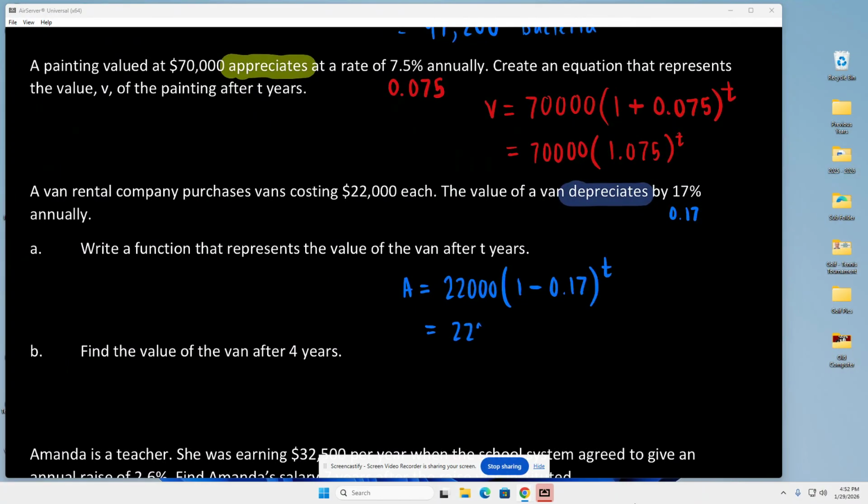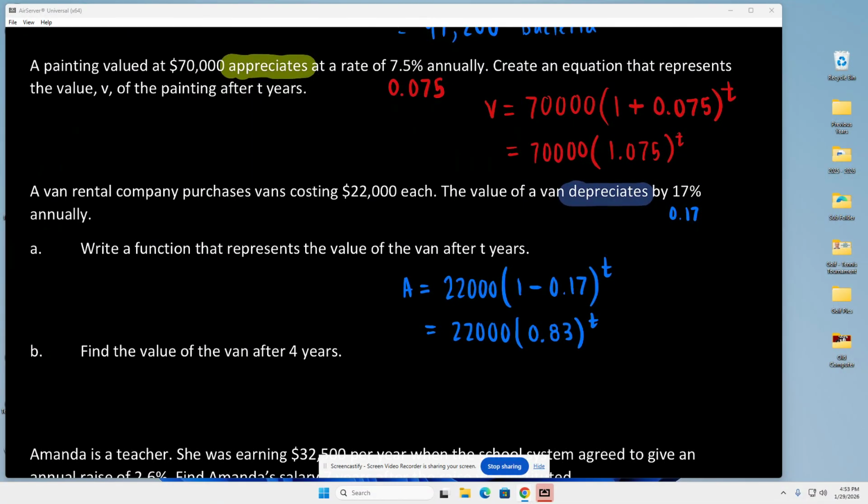Again, since I'm writing an equation, I'm going to go ahead and simplify that. 1 minus 0.17 is 0.83 raised to the t. So if you want to think about it like we talked yesterday, that's basically saying that every year it's going to be worth 83% of what it was the previous year. 83%. Remember, it's 100% minus 17%. That's how that value makes sense to my brain and lets me understand how it's depreciating. It's not worth the same amount.